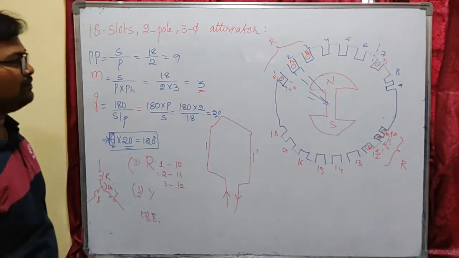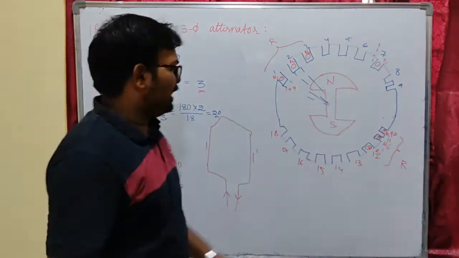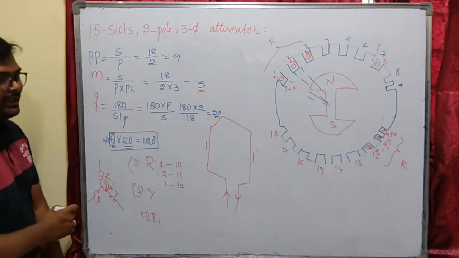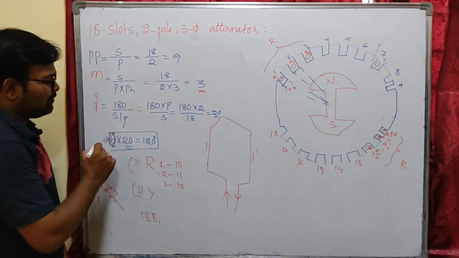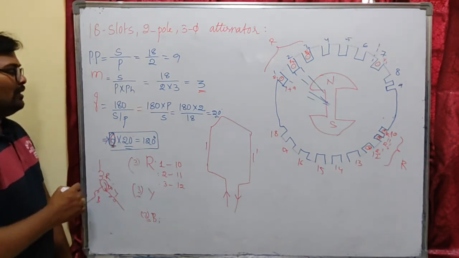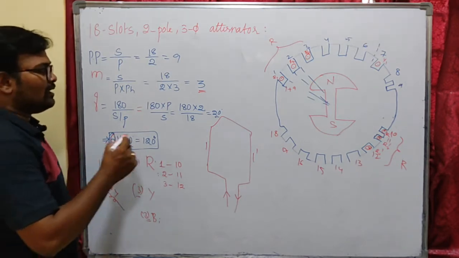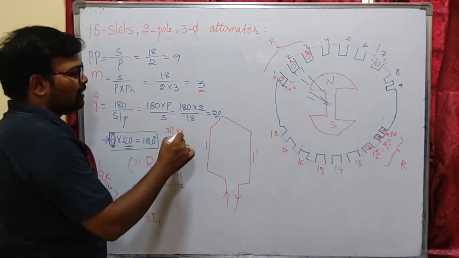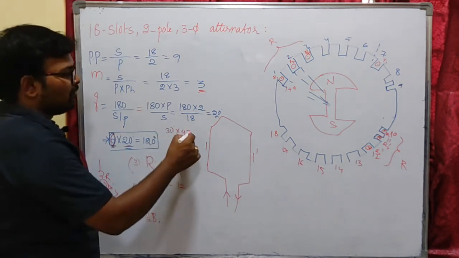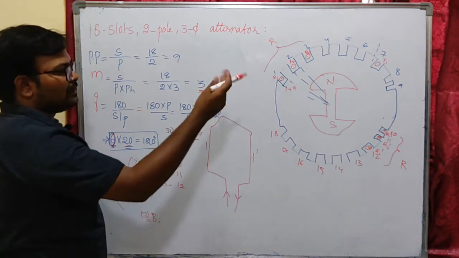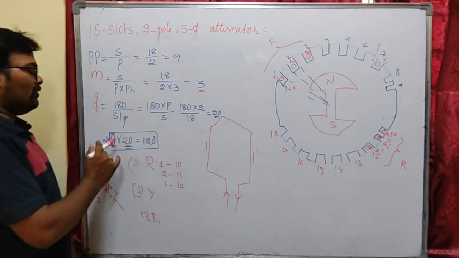Okay, under one pole, I have to keep the Y phase 120 degrees after the R phase. That will happen if I keep this Y phase 6 slots after the R phase, because each slot is 20 degrees. If each slot were 30 degrees, I could keep it after 4 slots itself, since 4 into 30 equals 120 degrees. But because it is 20 degrees, I have to keep it after 6 slots.